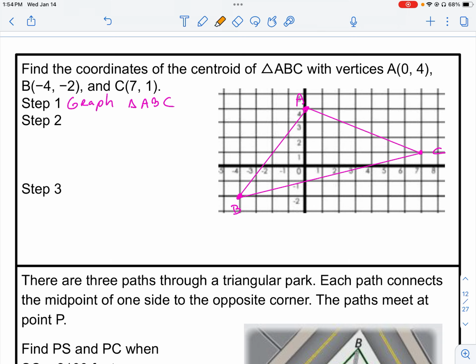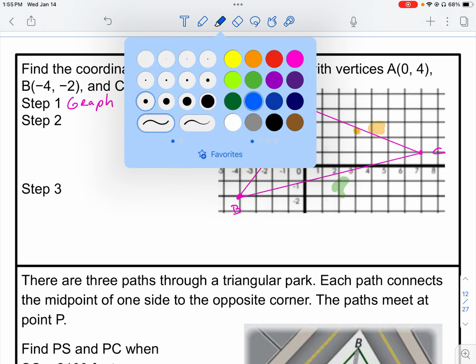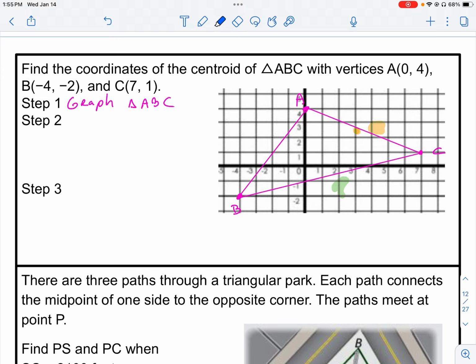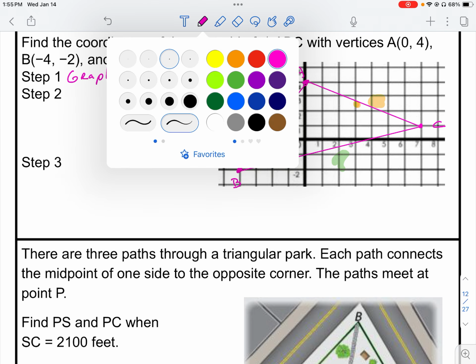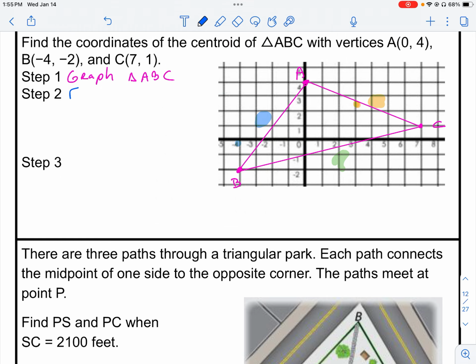Okay, so let's see. AC, midpoint's going to be about here. That's not real helpful. BC, that's going to make it right around here somewhere. And AB looks like it's going to be right around here. So we're going to find, just like we find the midpoint of RT, we're going to find the midpoint of AB. And whether it's easy or not, we're going to go with it. Segment AB.